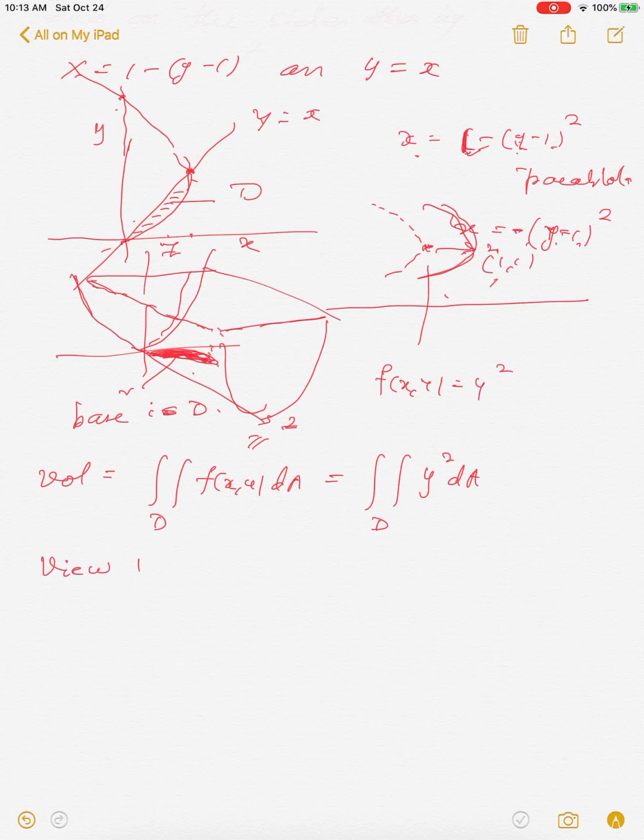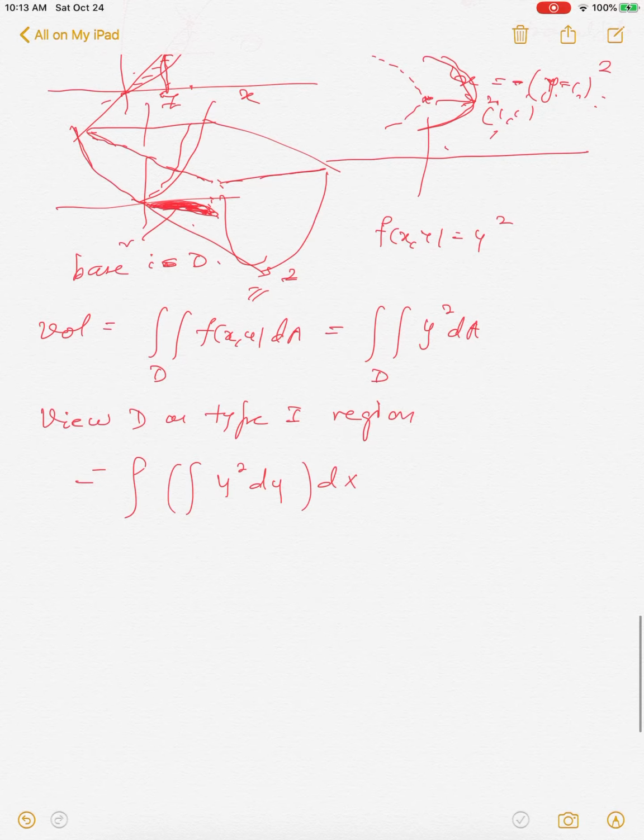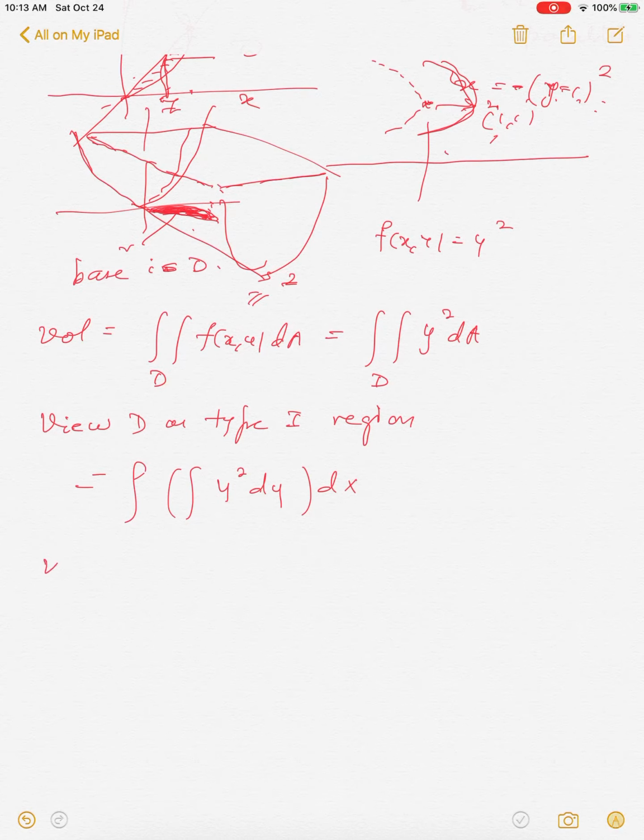And now this region D can be viewed as type 1. So view D as type 1 region. You can also view this as type 2, doesn't matter. But let me view this as type 1 and we'll see what we get. So this is going to be y square dy then dx, and y will go from the lower curve to the upper curve. The lower curve is y equal to, so you have to write this in terms of y equal to, that will need us taking the square root, so maybe it is better to view this as type 2. Let me write down viewed as type 2.